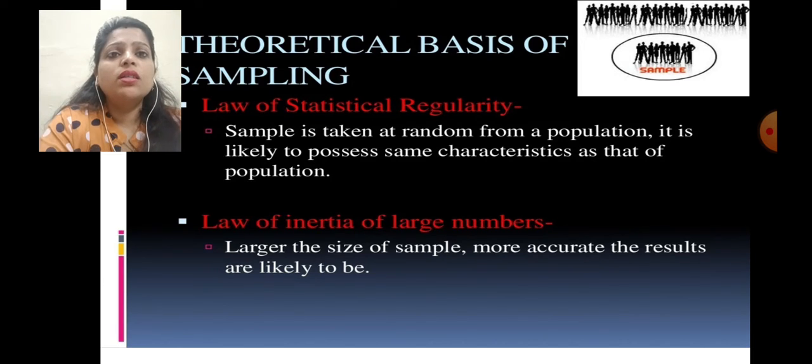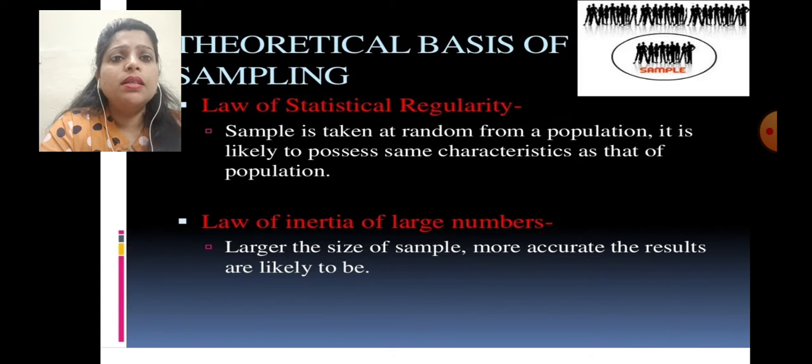Firstly, dealing with what is the law of statistical regularity. A sample taken at random from a population is likely to possess some characteristics of that population. Here, some random techniques are used to select the sample. And second, the larger the size of the sample, the more accurate the results are likely to be.